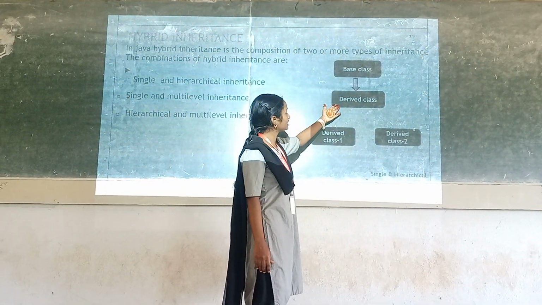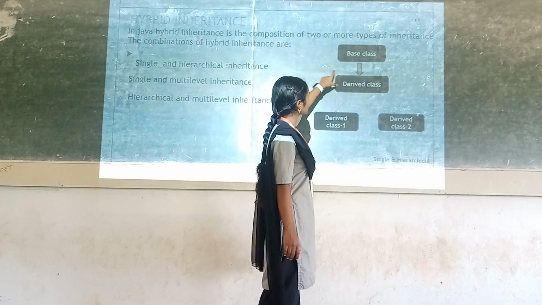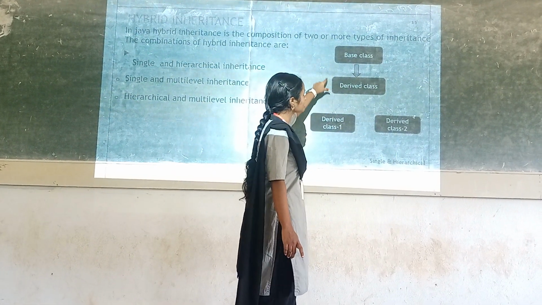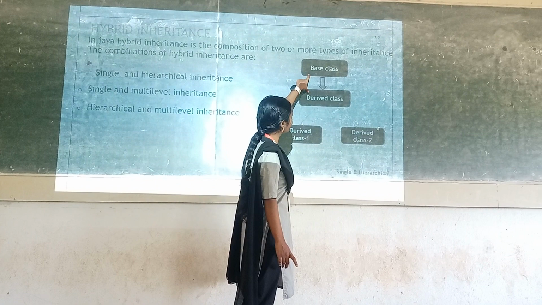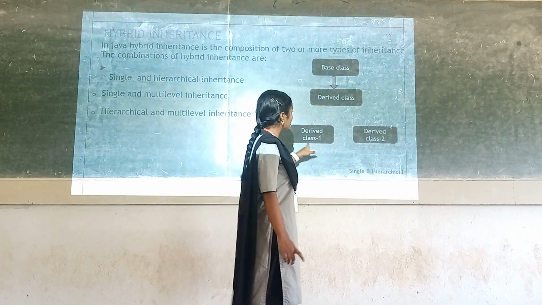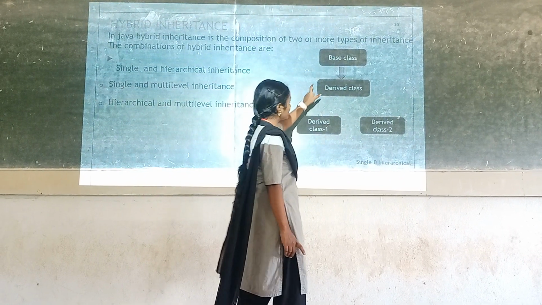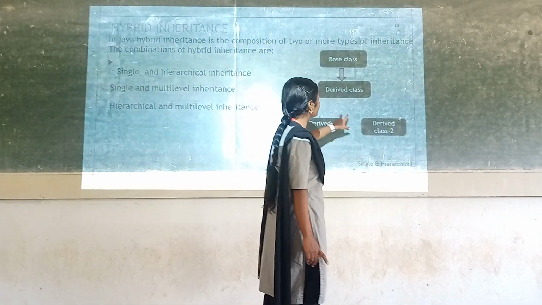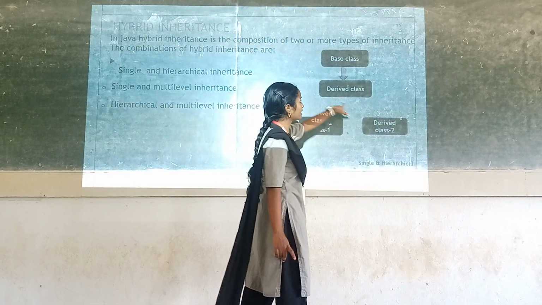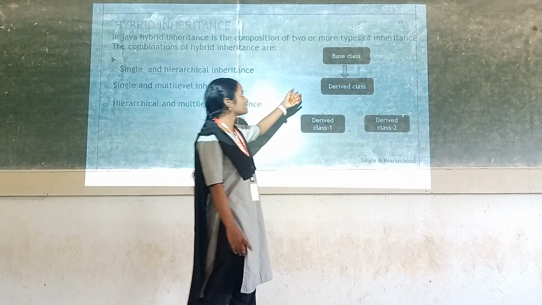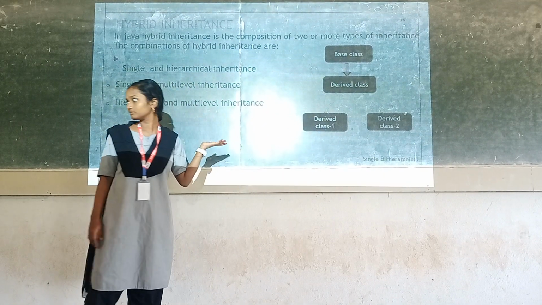Here the base class and derived class: this derived class inherits the properties of the base class, which is single level inheritance. Here another derived class inherits the properties of the derived class. That means these two classes are inheriting from the same parent, which is hierarchical inheritance. The combination of single level inheritance and hierarchical inheritance is our hybrid inheritance.